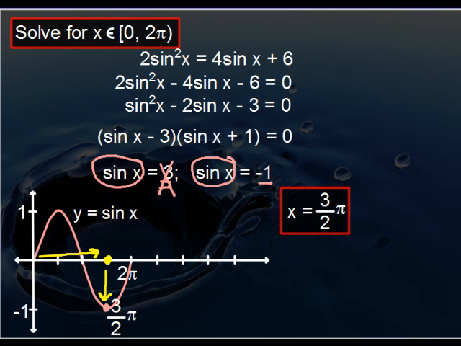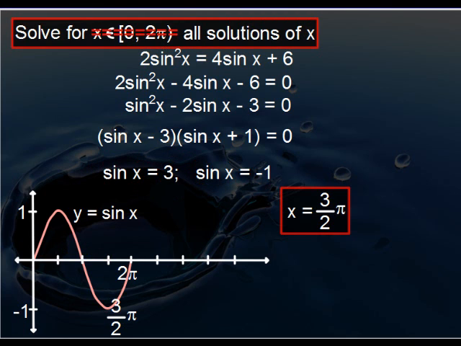That's 3/2 pi. And that would be it. Again, this thing stops at 2 pi because remember, the domain of values only stretches to 2 pi. But if it says all solutions of x, then we would assume that this graph just keeps on going. So we would not have stopped at 2 pi.